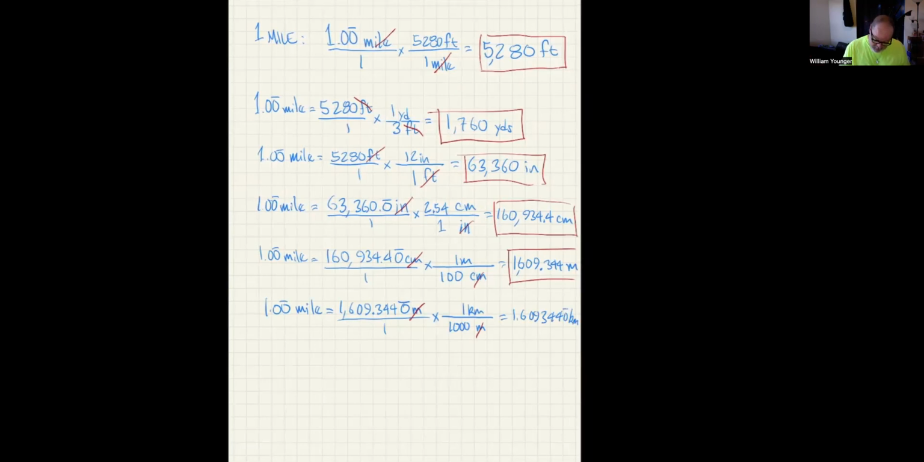So that is various ways to express a mile. A mile is 5,280 feet. It's 1,760 yards. It's 63,360 inches. It's 160,934.4 centimeters. It's 1,609.344 meters. And finally, it's 1.609344 kilometers. So just keep these techniques in mind when you go to convert units, and everything will work out.